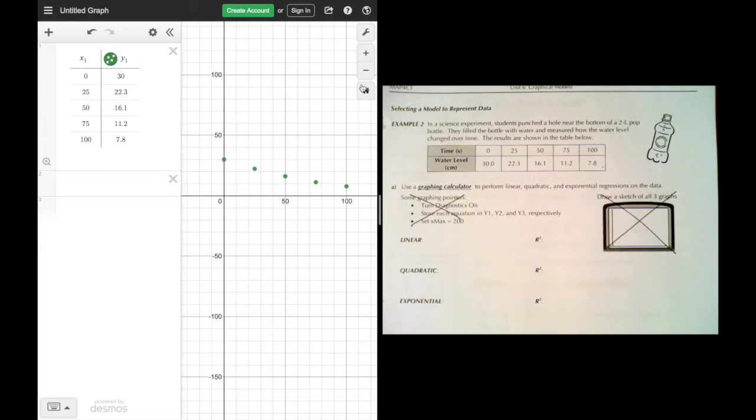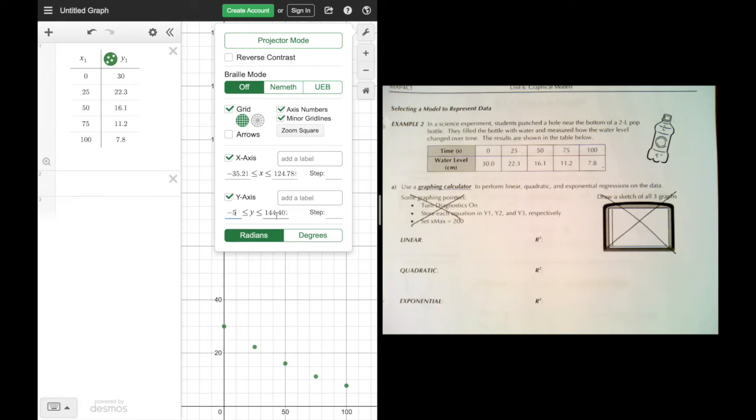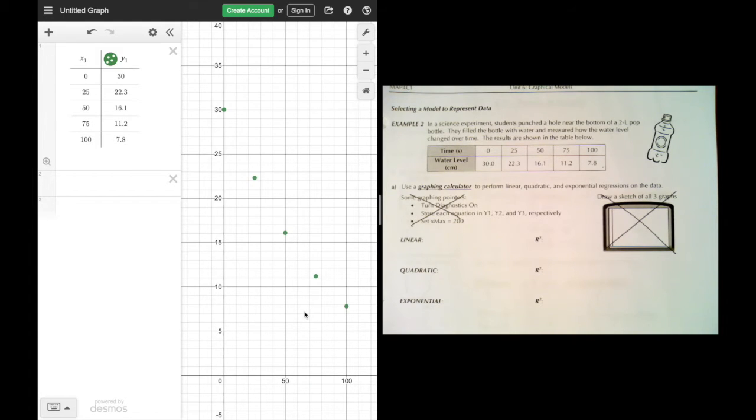I'm going to change the scale a little bit. Let's change our y scale. So let's look between, say, -5, so just below 0. And it looks like the biggest number in the table is 30. So let's go 40. Get a little bit more shape to the curve. If it is a curve, looks like a curve. All right, it's probably not a line.